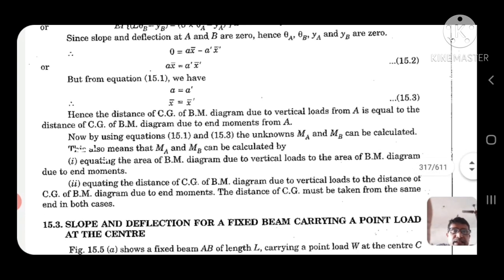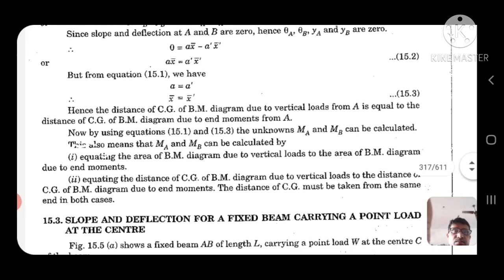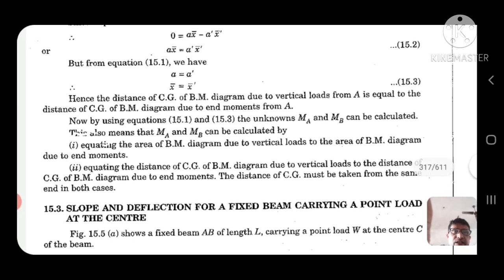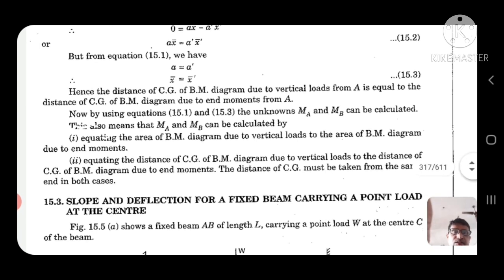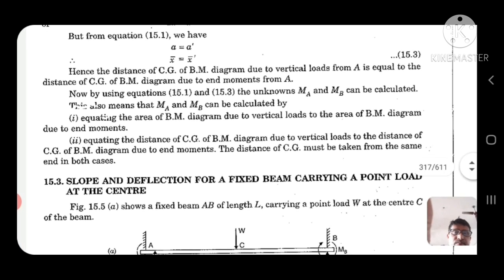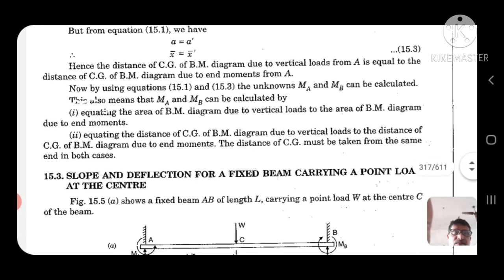Since slope and deflection at A and B are 0, theta A, theta B, y A, y B are 0, so 0 equals A x prime minus A prime x prime, A x equals A prime x prime. But from the equation we have A equal to A prime, x equal to x prime. Hence, the distance of CG of bending moment diagram due to vertical load from A is equal to the distance of CG of bending moment diagram due to the end moment A.